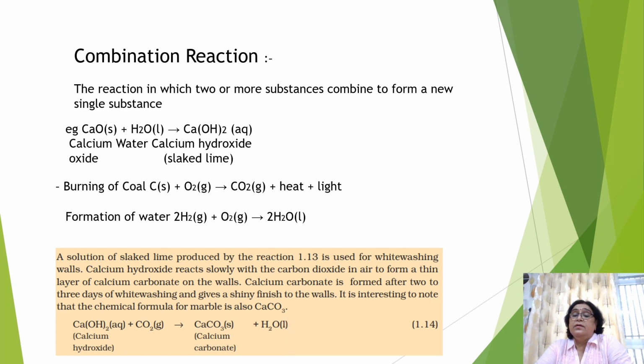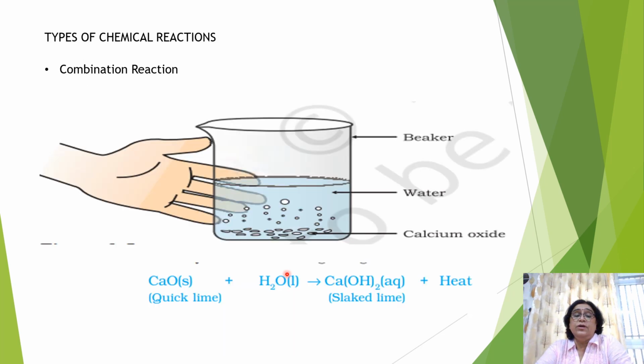Clear? Okay. So here you see in a beaker, water is taken and calcium oxide is added to it, and you see here that it is getting dissolved and slaked lime is formed, and this slaked lime is nothing else but calcium hydroxide.